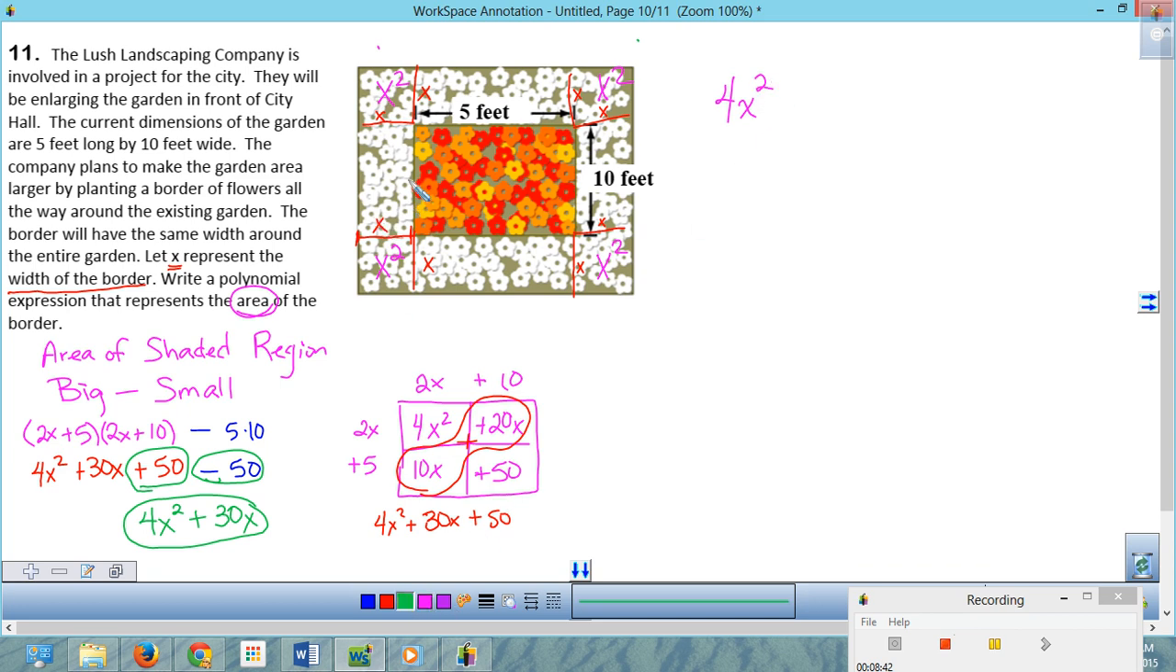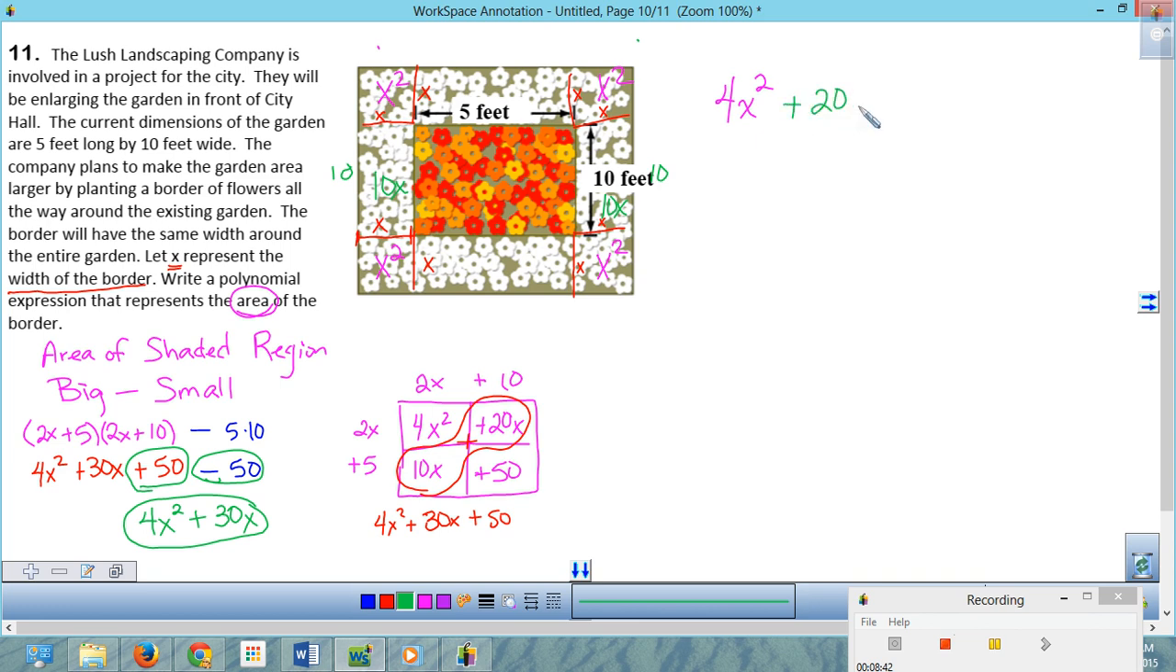Okay, we look here. Remember, this is 10, just like this is 10, all the way around. And this is x, and this is x. This is x, this is x. You have 10 times x, which is 10x, right? Well, it's going to be the same here. It's going to be 10x. So you have 10x plus 10x.